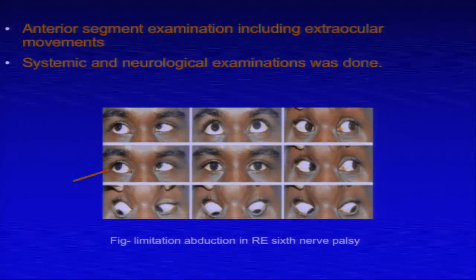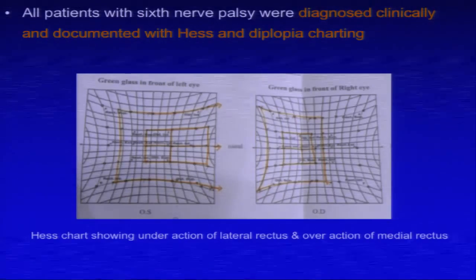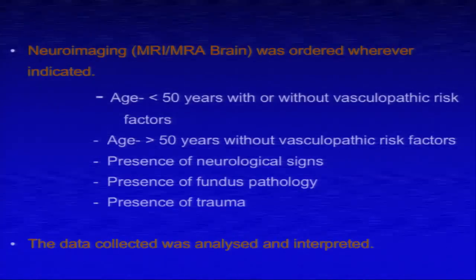For all patients, anterior segment examination including extraocular movements, and systemic and neurological examination was done, and diagnosis was made clinically and documented with Hess and diplopia charting. Neuroimaging was ordered wherever indicated: if the age of the patient is less than 50 years with or without vasculopathic risk factors, age more than 50 years without vasculopathic risk factors, presence of neurological signs, presence of fundus pathology, and in presence of trauma.